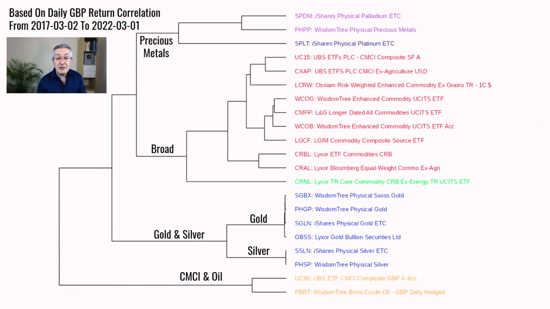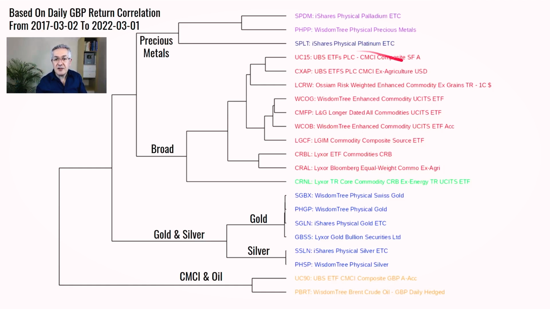If we're thinking about diversification, then the correlation between these funds is very important. So what I'm showing here is the relationships, the correlations between these funds over a 5-year period. And this is for daily returns denominated in sterling. What this tree shows you is the clustering of behavior amongst different commodity funds. So for example, at the top here, you can see some precious metal funds. Here's a palladium fund, a broad-based precious metals fund from Wisdom Tree, and one that gives you exposure to platinum. They're all clustered together in the tree because these are highly correlated funds. If we look at the daily returns, we'll see that they tend to move up and down together.